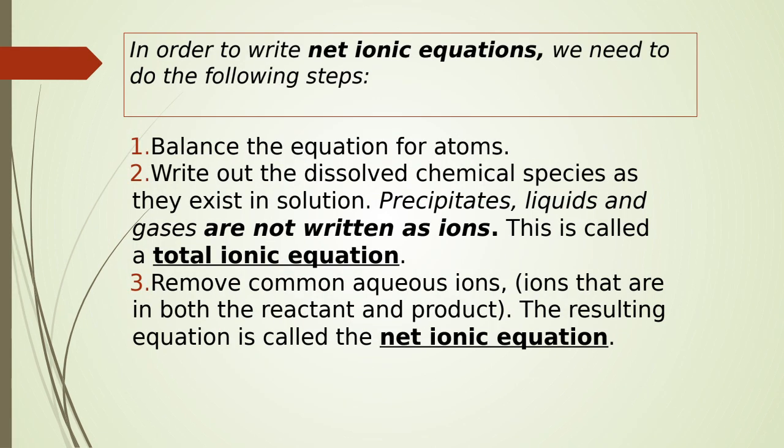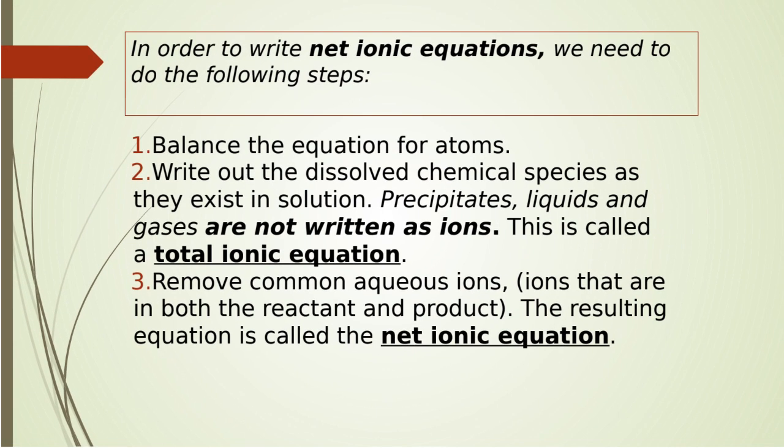So how do you go about writing out a net ionic equation? Well, there are 3 steps to it, and you already know the first step. The first step is to balance the equation for atoms. This is what you do every time you come up with a chemical reaction. This is not new. You're just balancing your reaction and writing out your complete chemical equation.